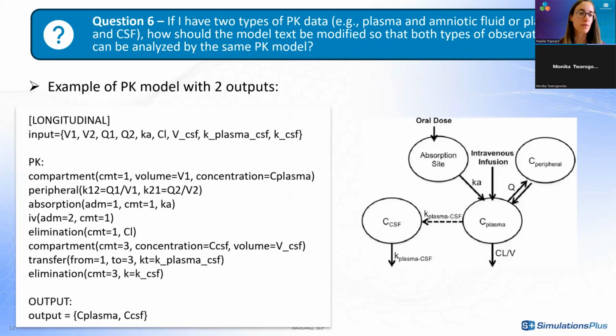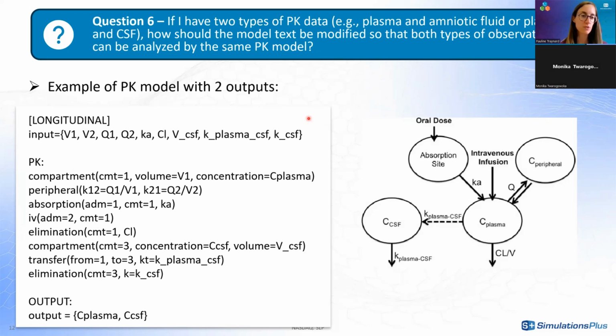That was the trick. Another question on this topic. If you have two types of PK data, for example, plasma and amniotic fluid or plasma and CSF, how should the model text be modified so that both types of observations can be analyzed by the same PK model?